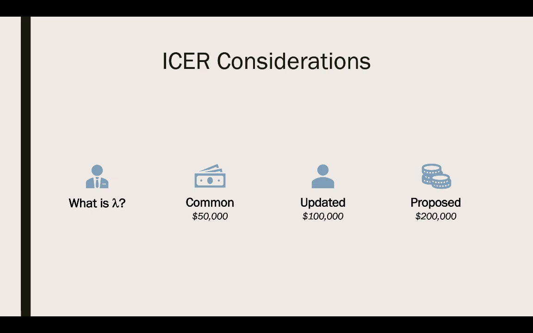Well, what is lambda? What is our threshold? If you go back into the literature, pretty commonly you'll find $50,000 per quality gained. So $50,000 per additional quality adjusted life year is a pretty common threshold. Anything above that is not cost efficient. Anything below that is cost efficient and should be implemented.